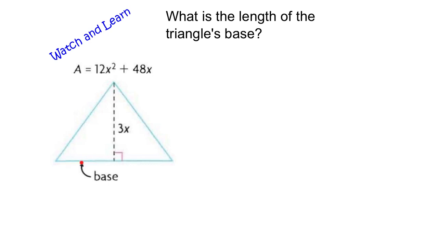So in order to determine what the base is, we need to know what the formula for the area of a triangle is. And you might recall, to find the area of a triangle, you multiply base times height and then divide by 2. So if I plug in what I know, well, the area is 12x squared plus 48x, so area gets replaced with 12x squared plus 48x. Base, I don't know what it is, leave it as a b. Height is 3x, so replace height with 3x and divide by 2.